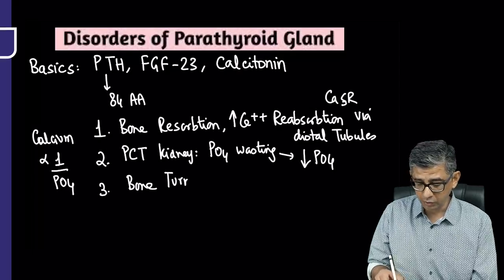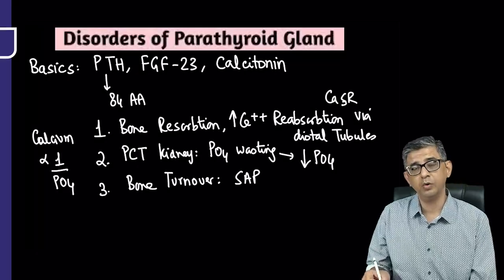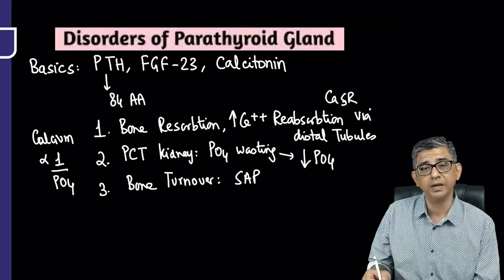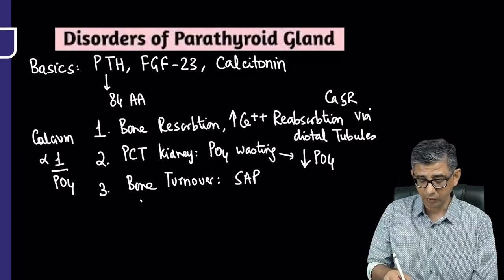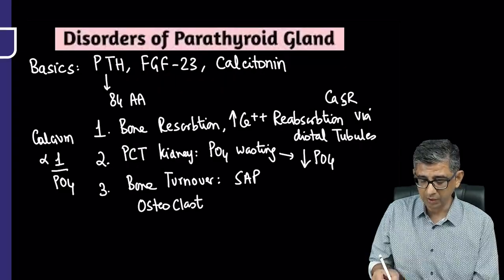The third action of PTH is that it affects bone turnover, and the marker of bone turnover which you need to remember is serum alkaline phosphatase. So every time you have hyperparathyroidism, serum alkaline phosphatase values would be increasing. At this junction, I want to ask which cell is responsible for production of serum alkaline phosphatase.